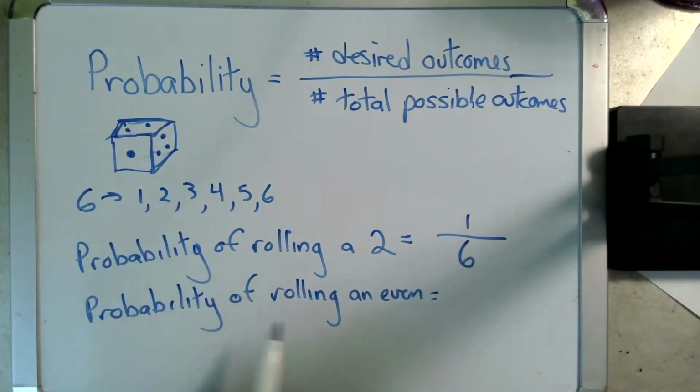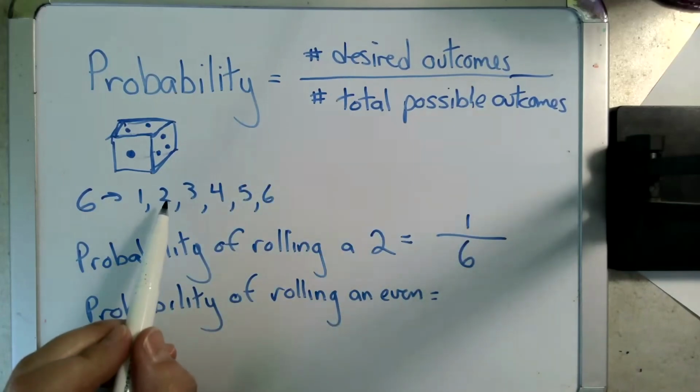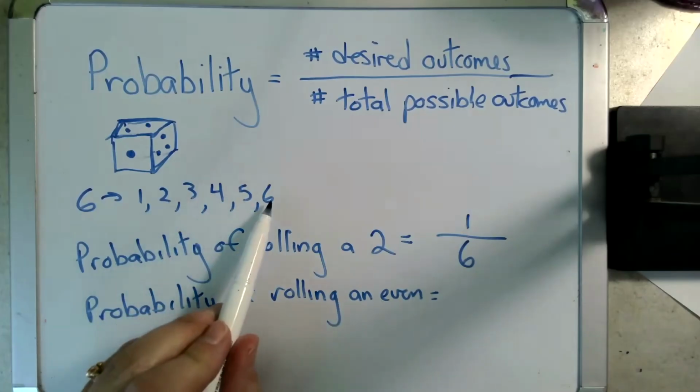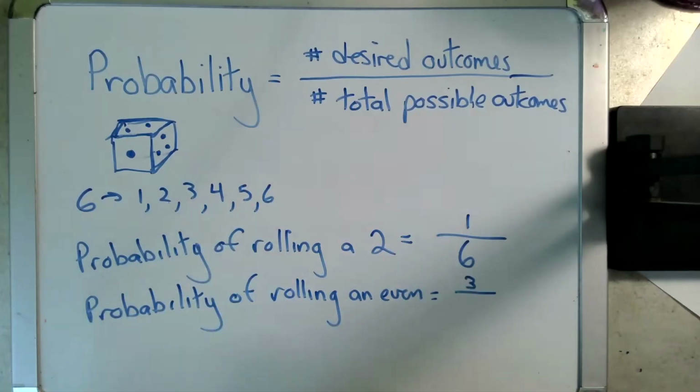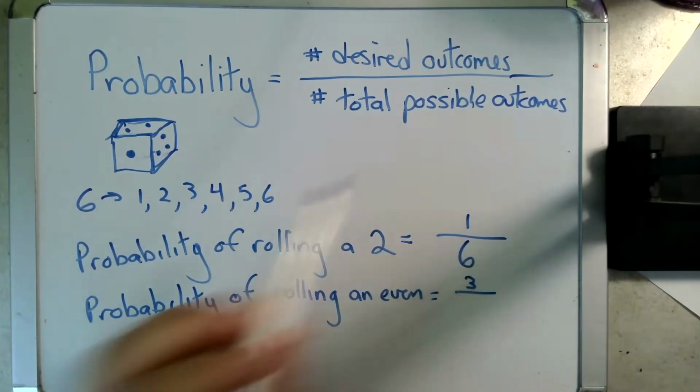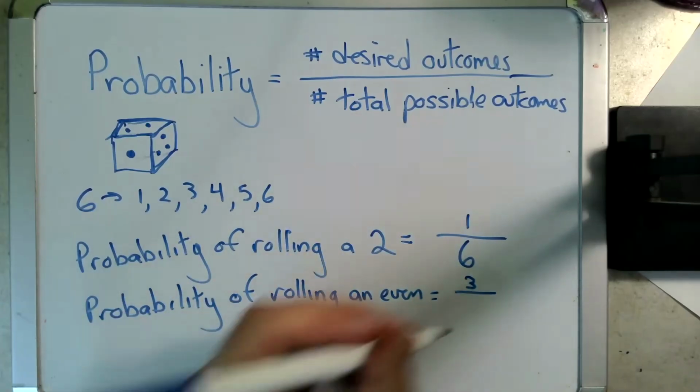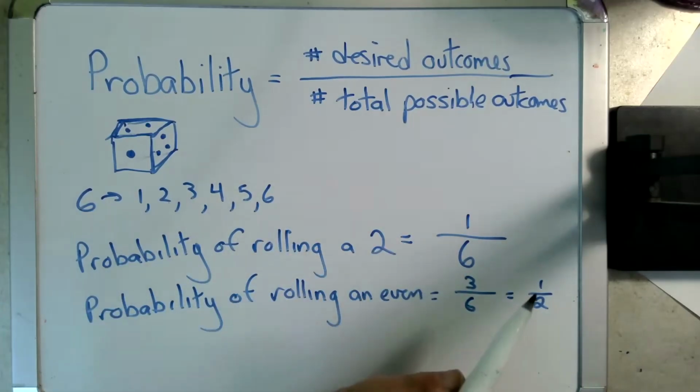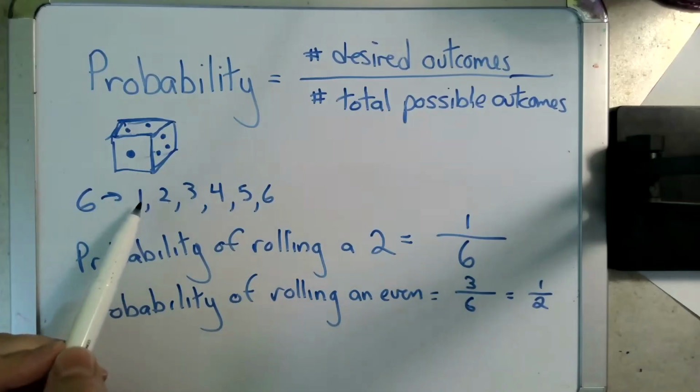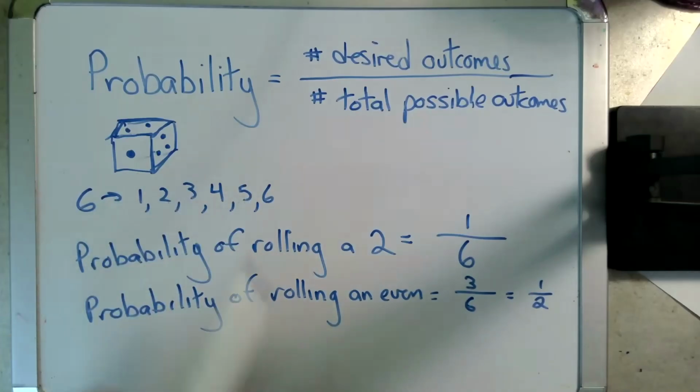Now what about the probability of rolling an even number? Our desired outcome, an even, that's a 2, a 4, or a 6. That means there are 3 of them. And our total possible outcomes are still 6, which means we have a 1 out of 2 or a 50% chance of rolling an even number. Any guesses on the probability of rolling an odd? That's right, also 50%. It's the other 3 numbers, 1, 3, 5.